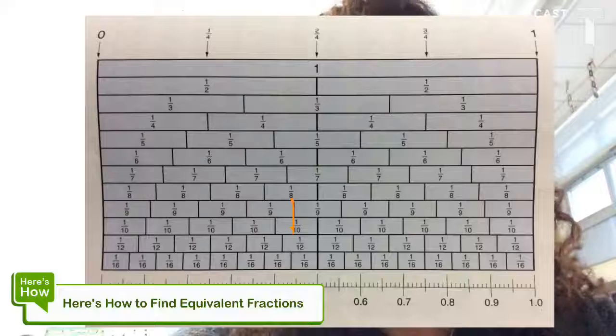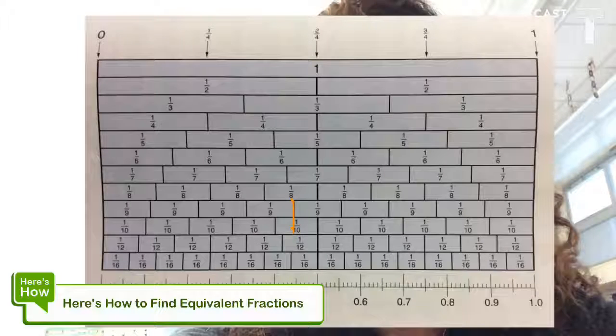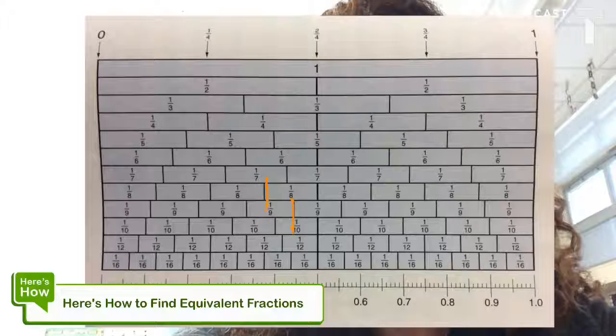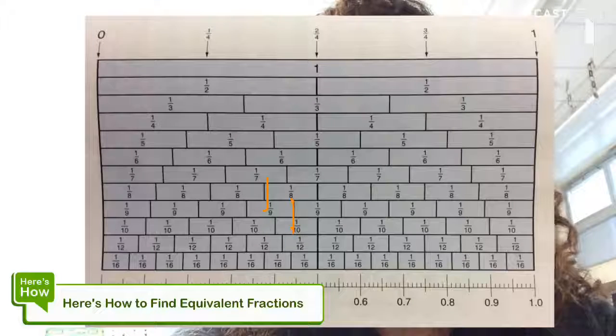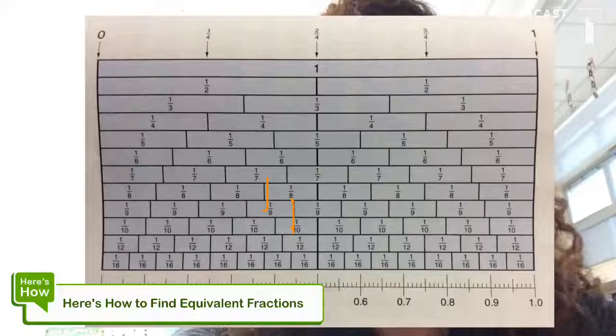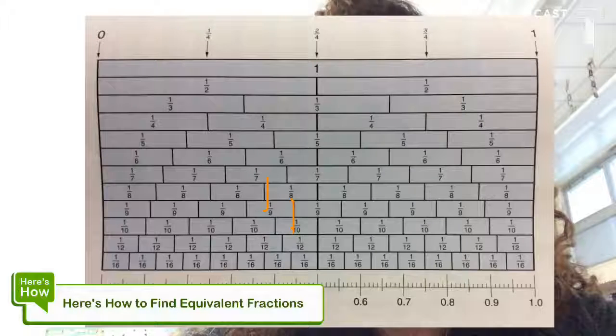Then let's look at the 8th row and count over 3 lines. 1, 2, 3. 3/8. What we can tell is that the line for 3/8 is to the left of the line for 4/9. So 4/9 is the larger fraction.